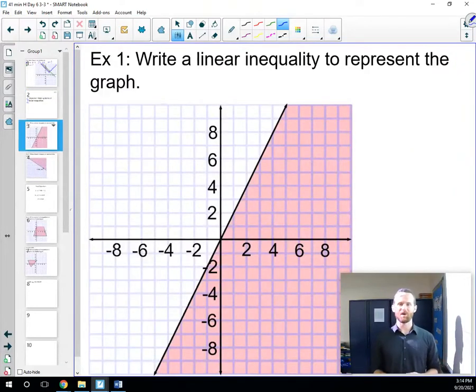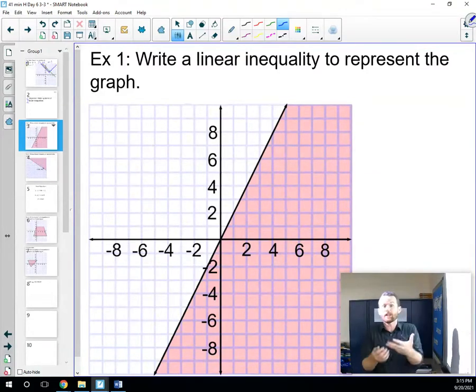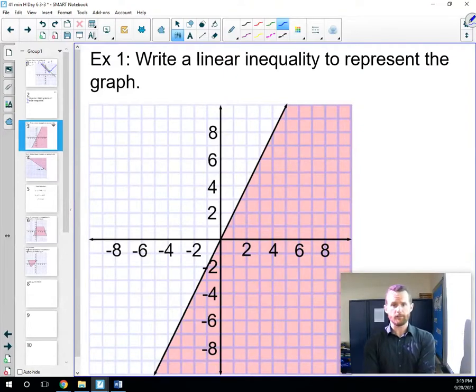Let's take a look at example 1. In this example, before we jump into a system, let's just deal with one linear inequality. Let's start with the basics, and then we'll build up from there. So here we have one graphed linear inequality, and we have to write a linear inequality to match the graph.